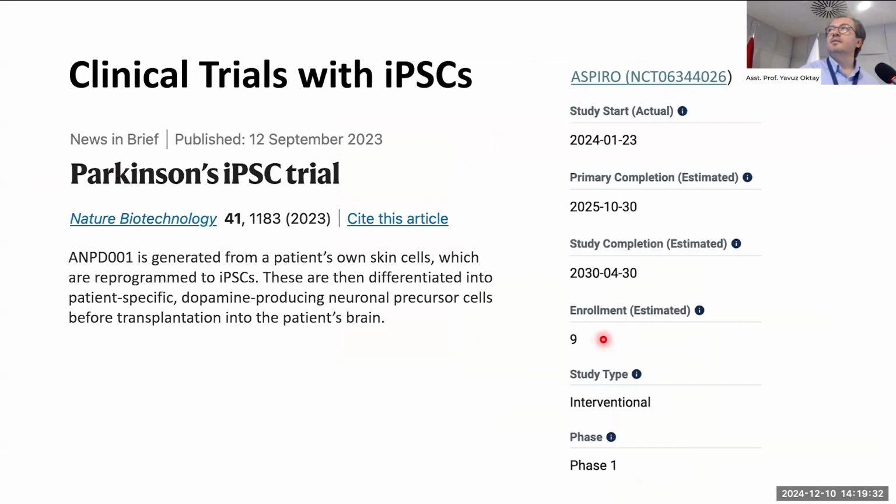Okay, some other examples. Again, I just selected a few. I might be biased, but this one is with Parkinson's. So a company named, I think, Aspen, is developing an iPSC-based therapy to differentiate into patient-specific dopamine-producing neuronal precursor cells before transplantation into the patient's brain. This study recently started, and it received an accelerated status from the FDA. So it's currently, I think, recruiting patients.